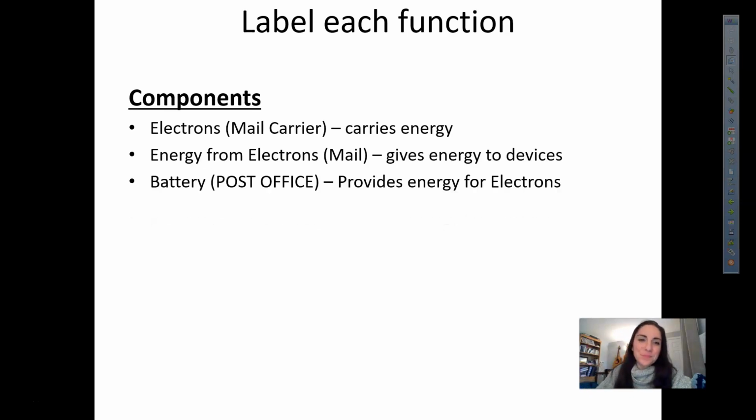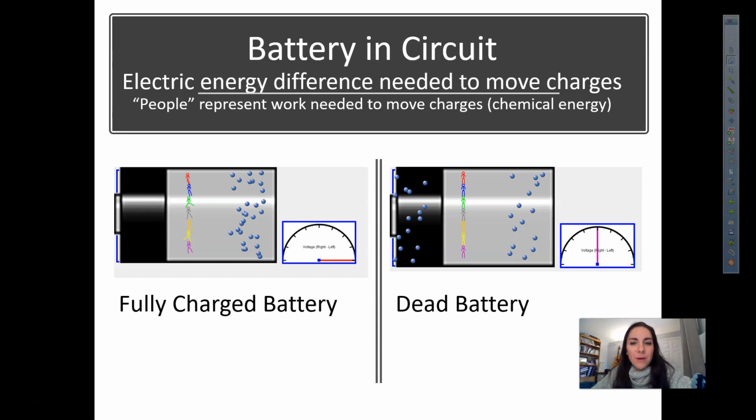Okay. So another thing I want to talk about is the role of the battery in the circuit. A lot of people say when your battery is not charged, it doesn't mean it has any charge anymore. That's not true. The battery gets re-energized. So if you look at this image here, you have a fully charged battery and a dead battery. Now, if you look at the difference, in a dead battery, you can see the electrons are on equal sides of the battery, whereas in the fully charged battery, it's all the way on one side.